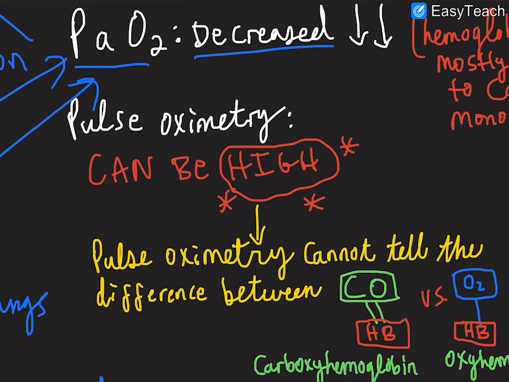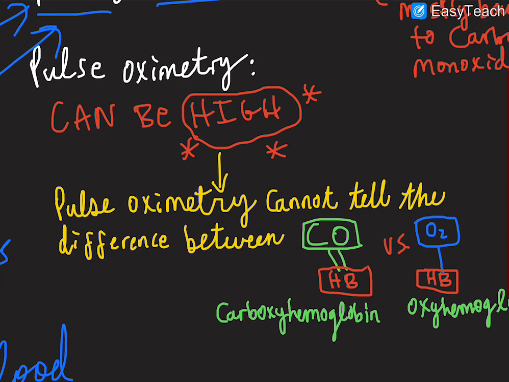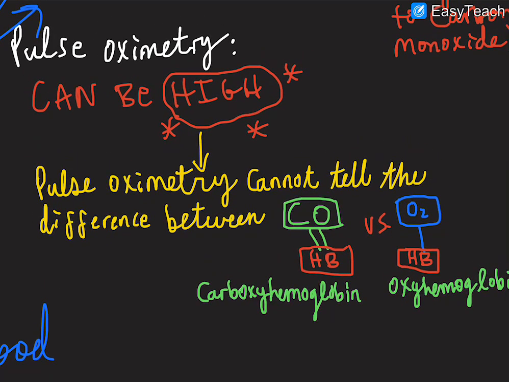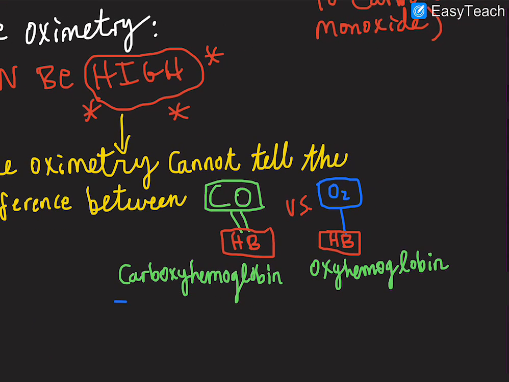So if we talk about pulse oximetry, the pulse oximetry measures the percent of oxygen bound to hemoglobin, and it could be high. The reason it's high is that when you use the pulse oximeter to measure the percent of oxygen bound to hemoglobin, the pulse oximeter cannot tell the difference between carboxyhemoglobin and oxyhemoglobin.